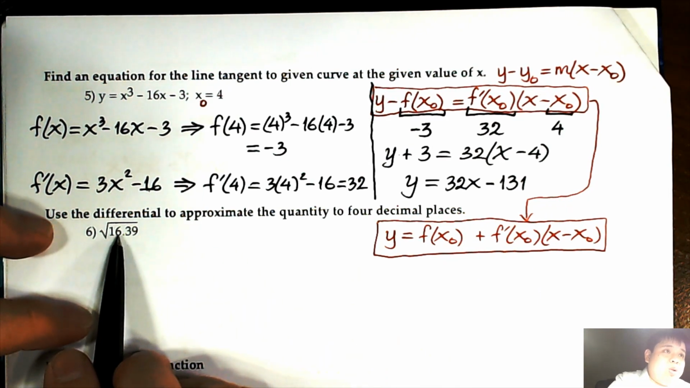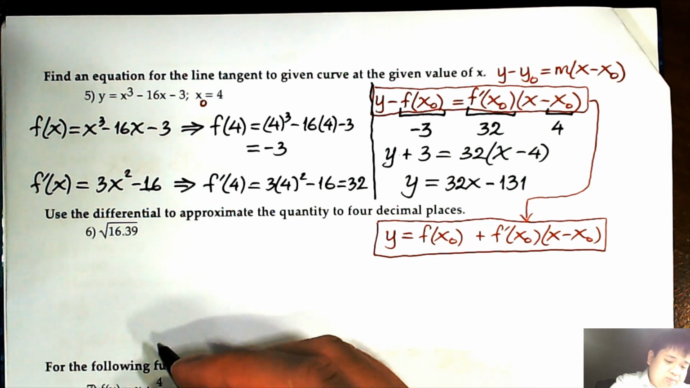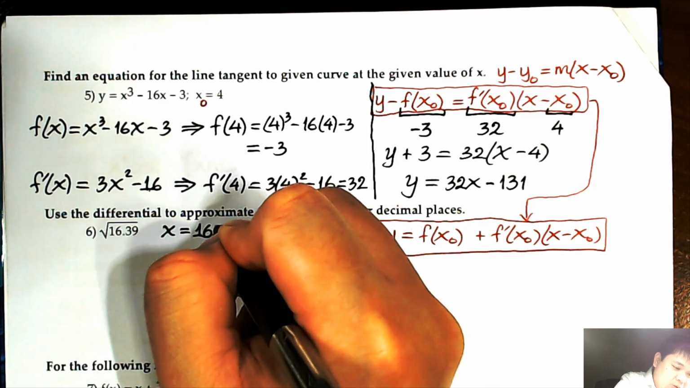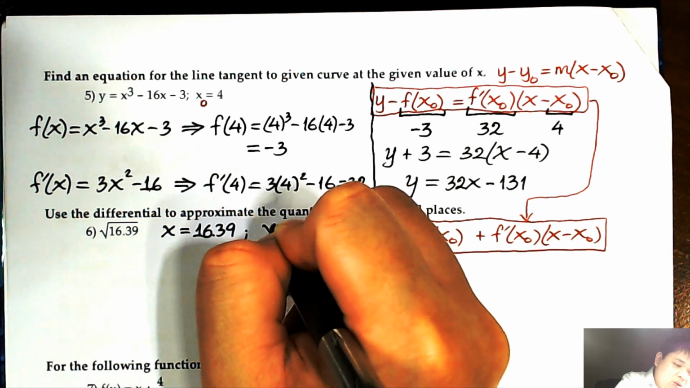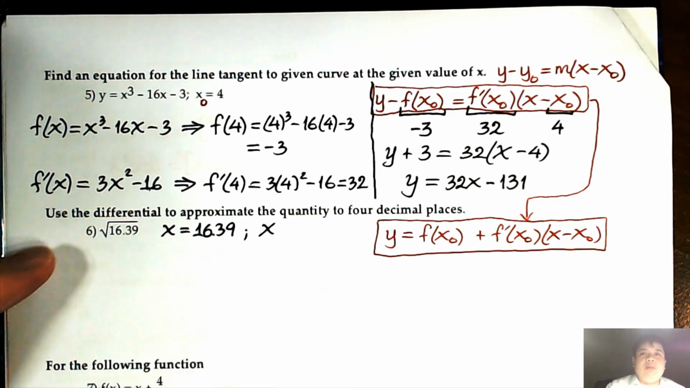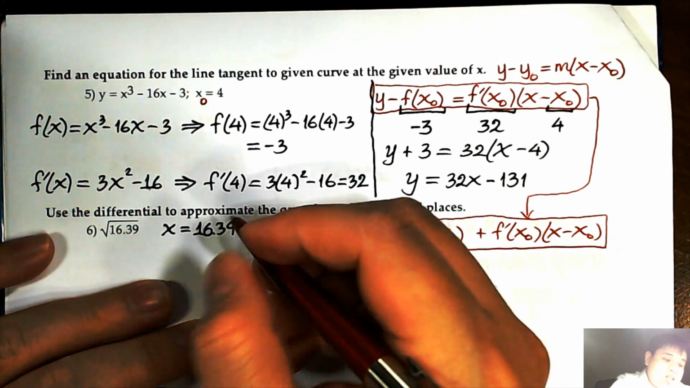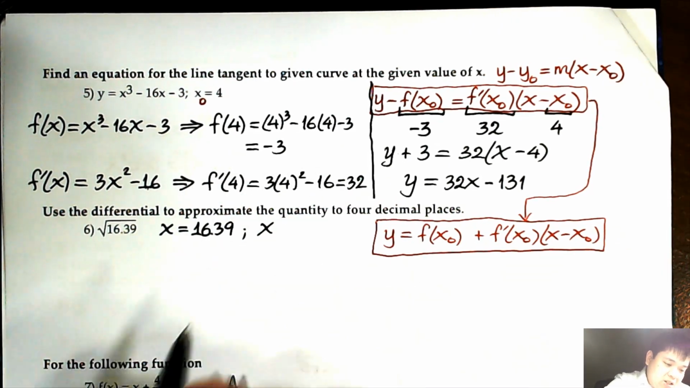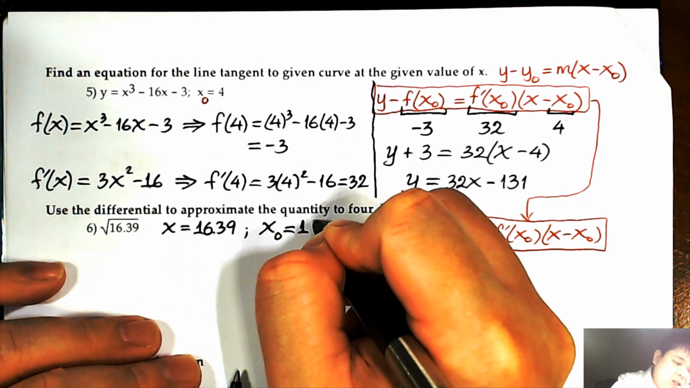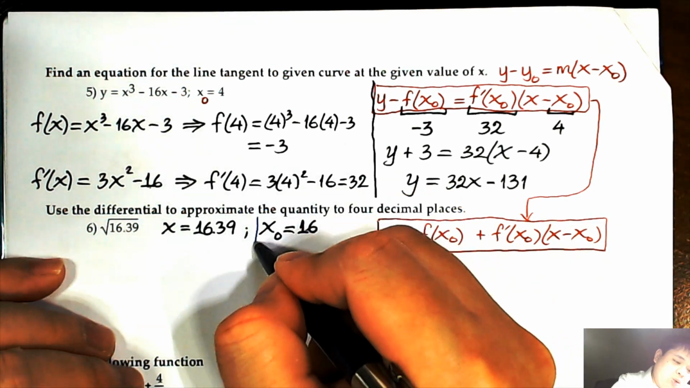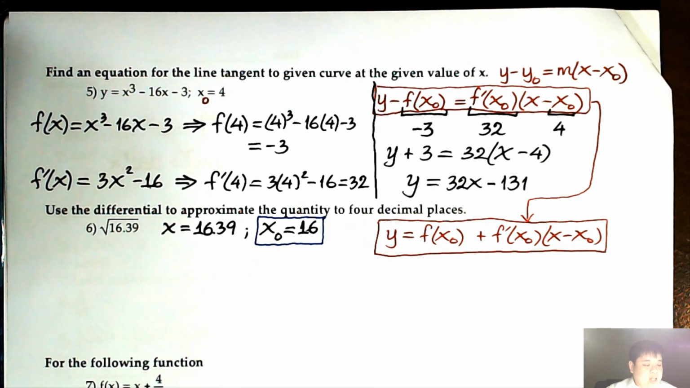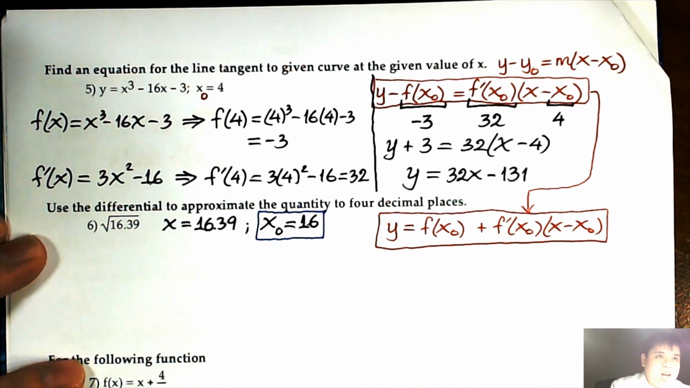The value we try to evaluate is 16.39. That's going to be x, because we want to evaluate at that value. The x naught though, we have to choose something that is nice, even, and easy to evaluate. So the square root of something nice and even that is close to this. The 16 comes to mind. So we let x naught be something close to it, but the number is very easy to evaluate. So we're going to use 16 because the square root of 16 is equal to 4. That's the point of approximation. We're trying to find the x value that's close enough, and that we can manage at least by hand.